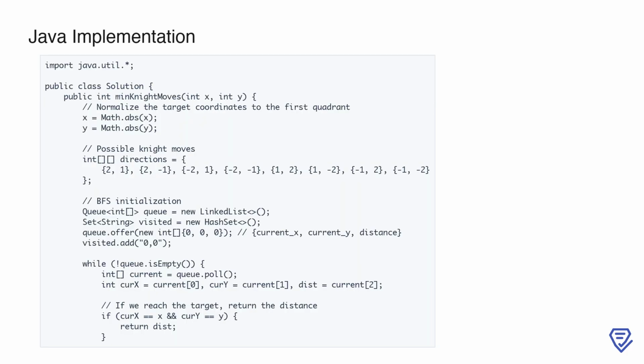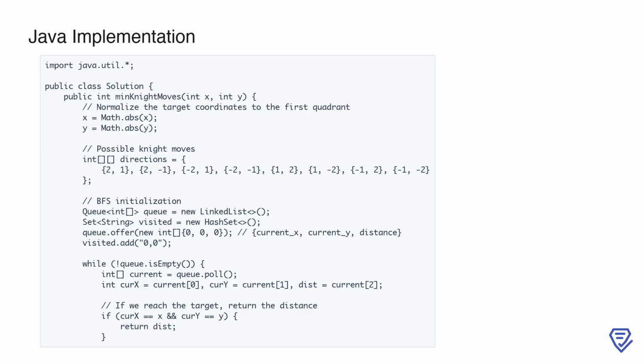To solve the minimum knight moves problem, we start by normalizing the target coordinates to the first quadrant. This is because the movement of the knight is symmetric across all quadrants, so reducing the problem to the first quadrant simplifies our calculations without losing generality.